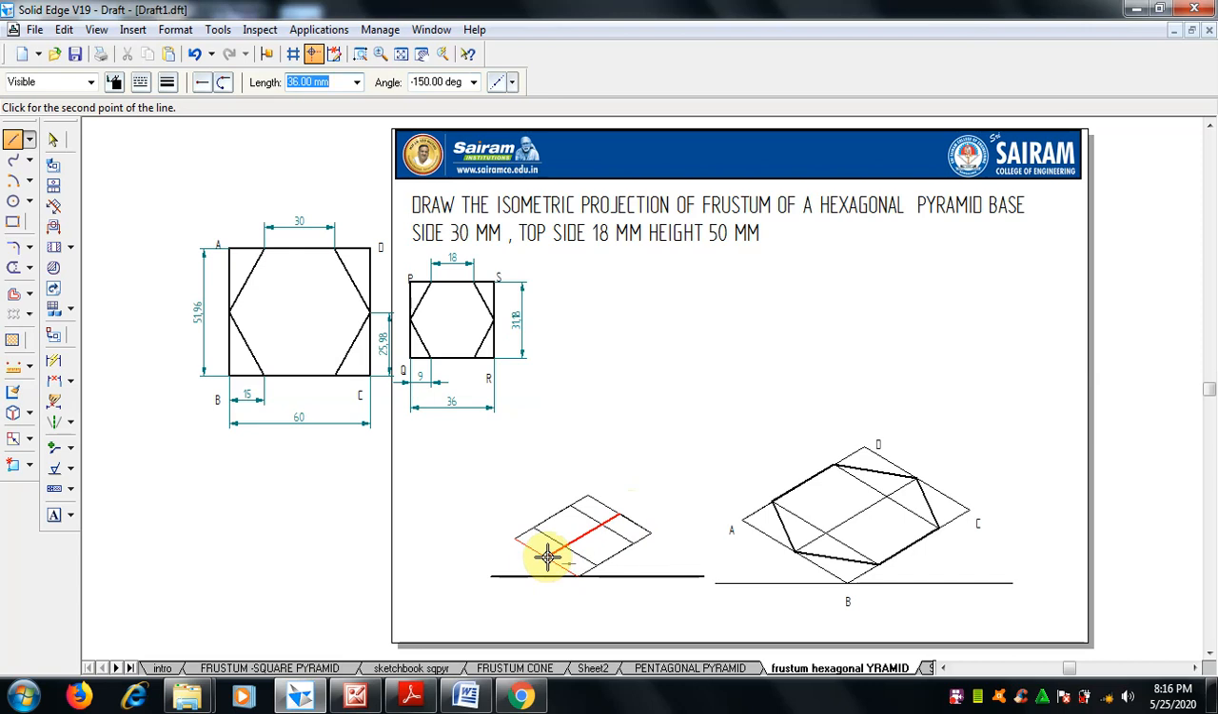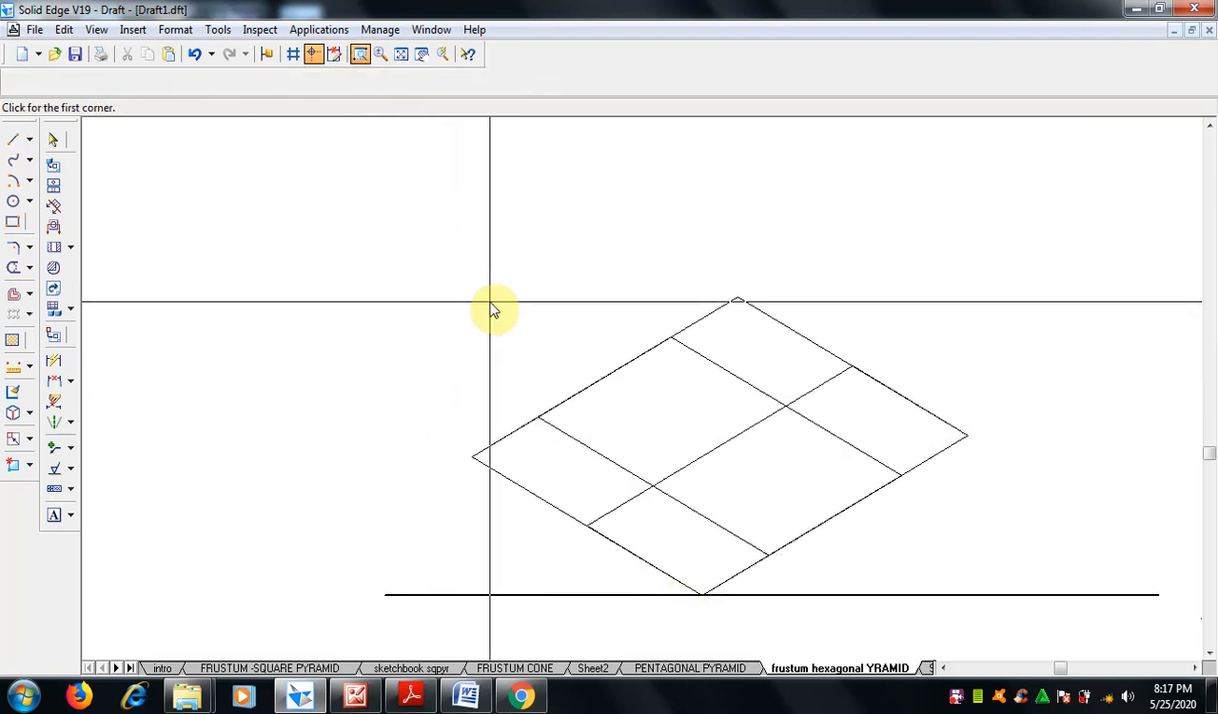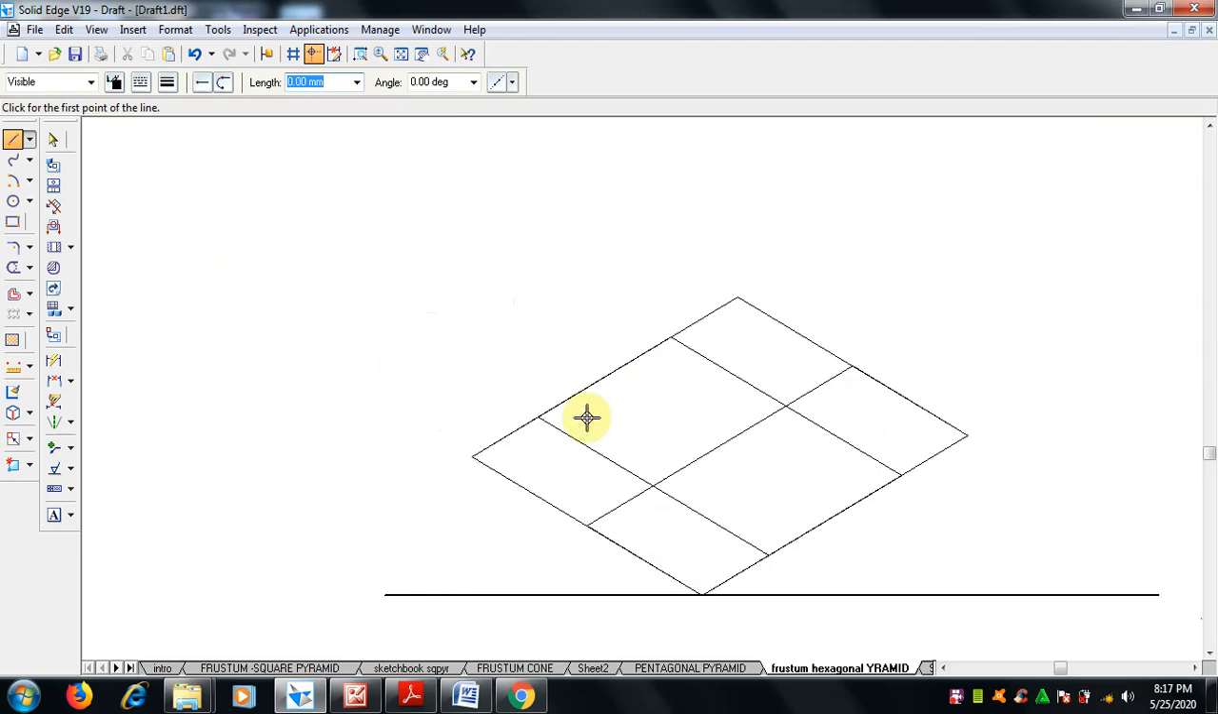So now in this also the same, 15.59 at this is 150 degree angle, right? So now we will get this, the top view of the hexagonal top.